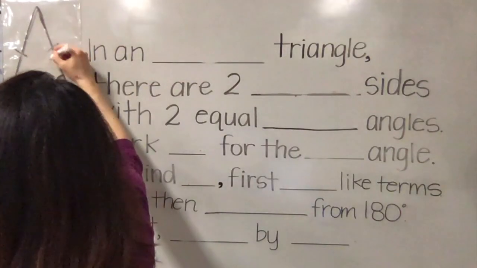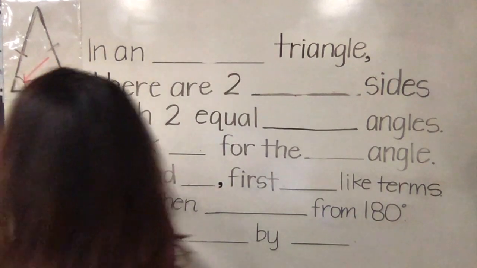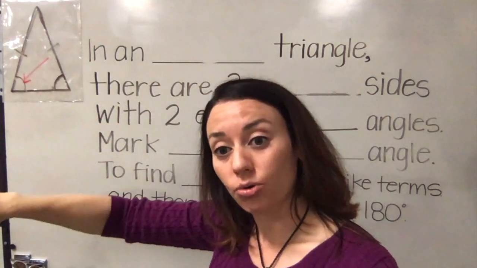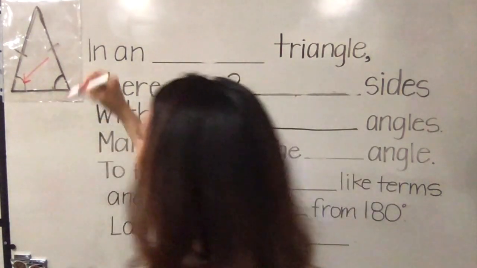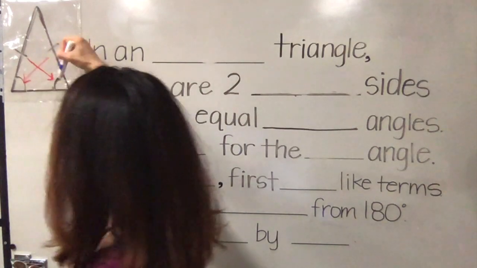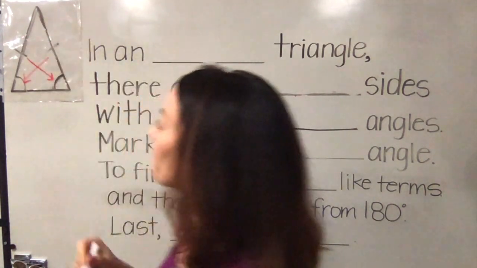Then, when you look at the angles that are opposite of the sides, I'll just draw some arrows. This angle is opposite to this side, right? It's across. And then this angle is opposite to this side, so it's across from this side.